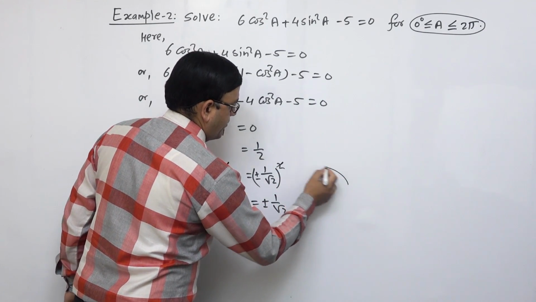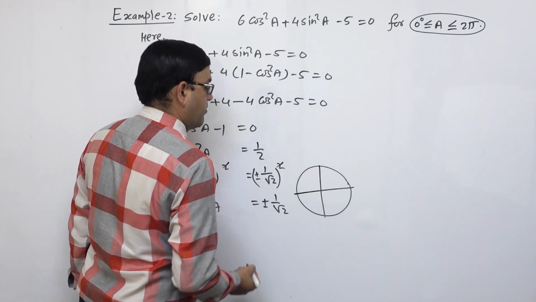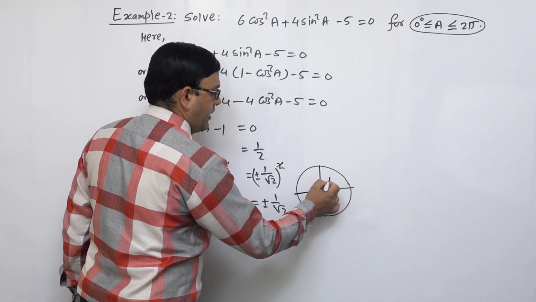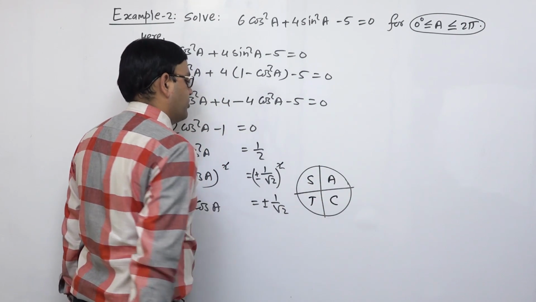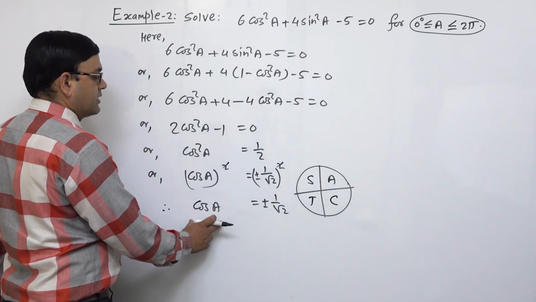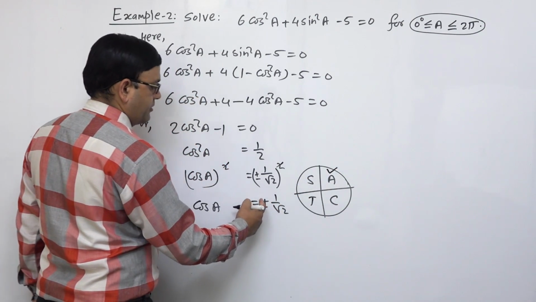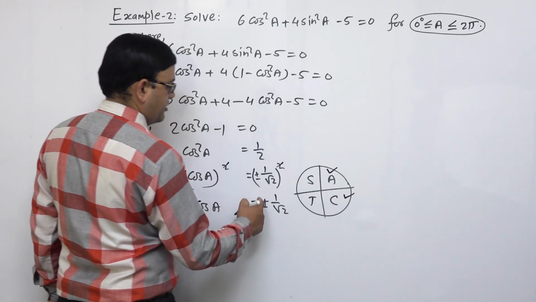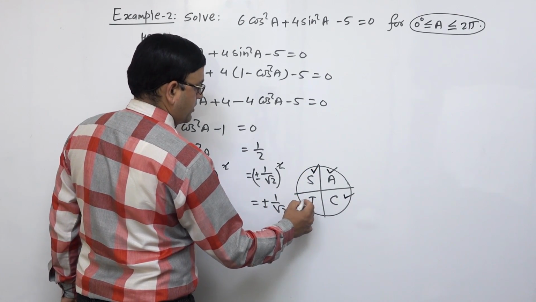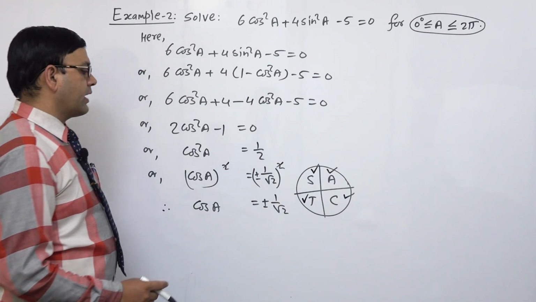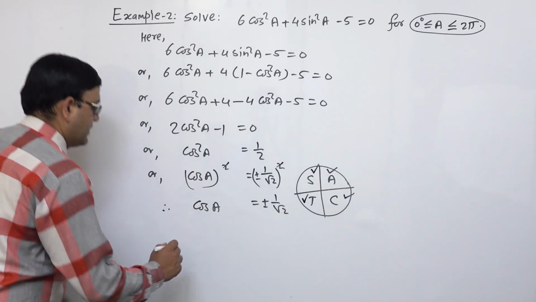So suppose these are 4 quadrants, and then we can say all positive, sine positive, tan positive, cos positive. So here cos a is positive and negative both. So here cos is positive, it's plus, here cos is positive, it's plus, and here cos is negative, it's minus. So here also cos is negative, it's also minus. So we can take the value of all four quadrants.